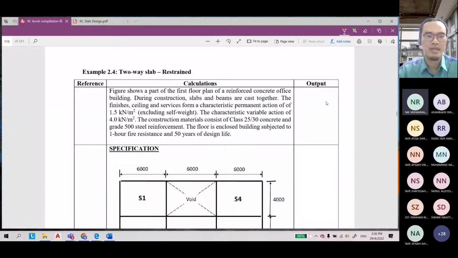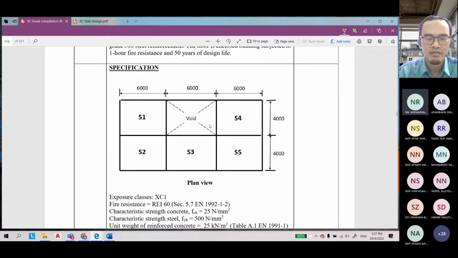Today I will discuss the design example of a continuous two-way slab, and the condition is restraint. Restraint means the beam and the slab are concreted monolithically, or concreted at the same time. Based on example 2.4 from your module, I already prepared it, just like this one.